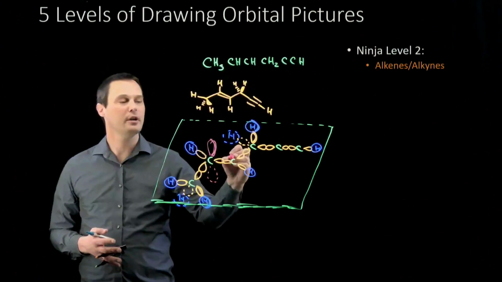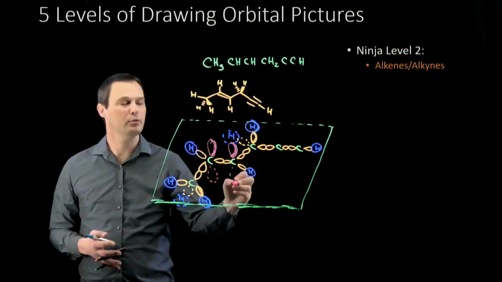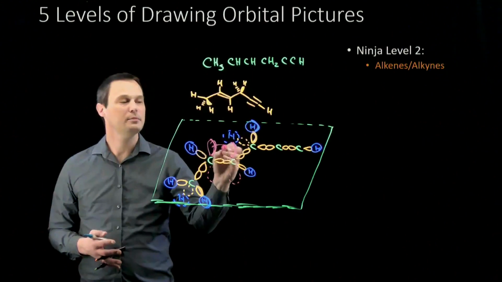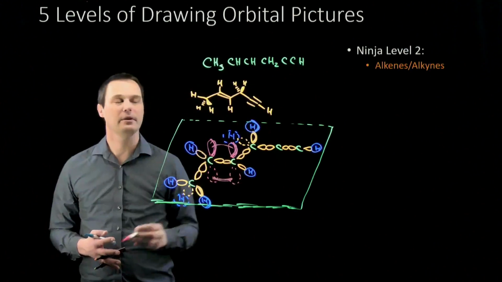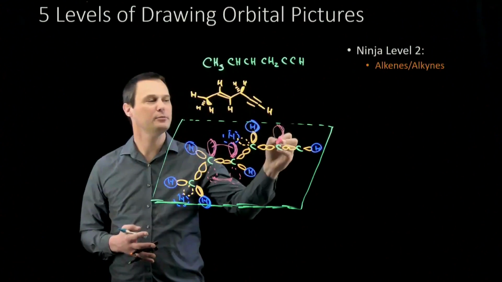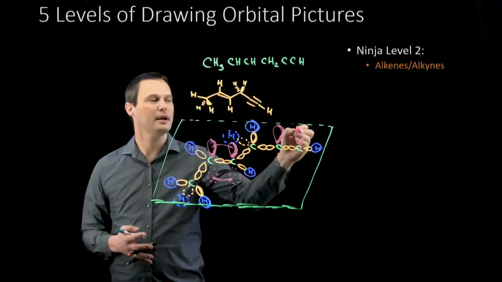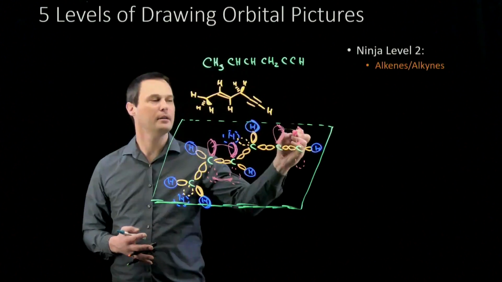The same will be true on the other sp2 hybridized carbon. One lobe will be sticking up above this plane, and one lobe will be sticking down below this plane, and these p orbitals overlap to form the alkene. The same is true on the alkyne. One lobe of the p orbital will stick up above this perspective plane, and one lobe will stick below, and same on the other sp hybridized atom to form the first pi bond of the alkyne.